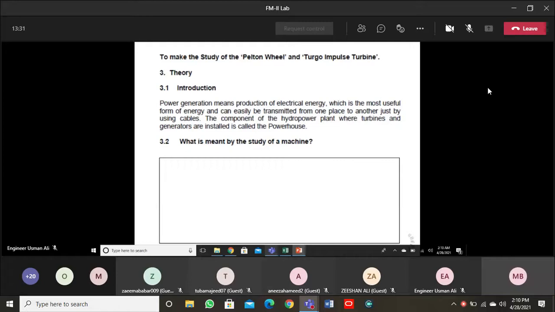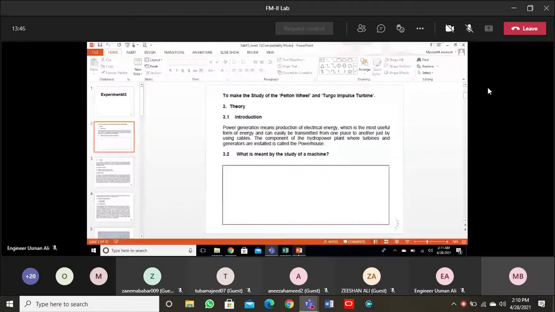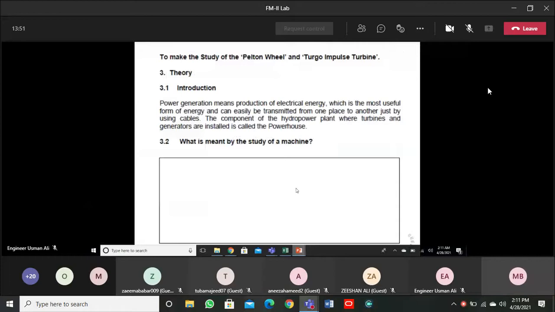So first of all, where are these turbines used? We know that electricity is produced by various sources in the world, like oil, gas, coal, and nuclear power. One of the important sources utilized in the world to generate electricity is hydropower. Any hydropower station, plant or project has a powerhouse.